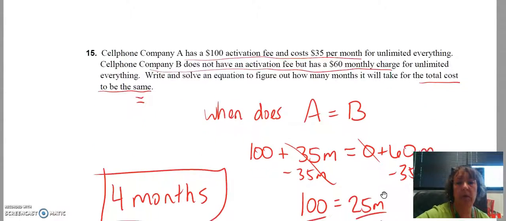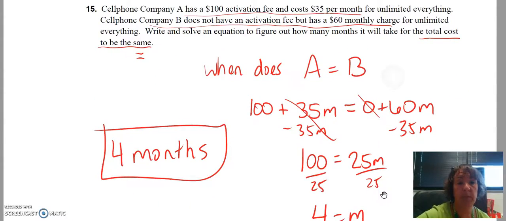Moving on. We have done a few problems like this in class. Read carefully. I know sometimes that's more difficult. You can see I underlined a few things. Company A has a $100 activation fee and costs $35 a month. B does not have an activation fee. It has $60 a month. Write and solve an equation.